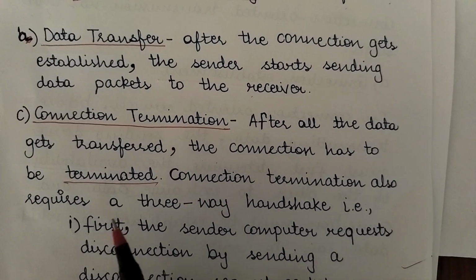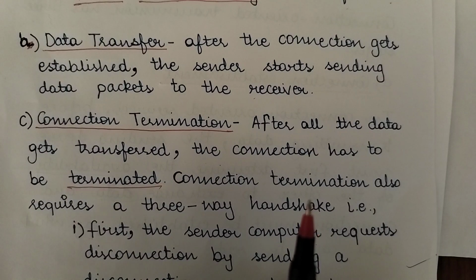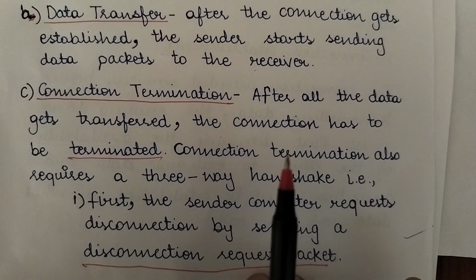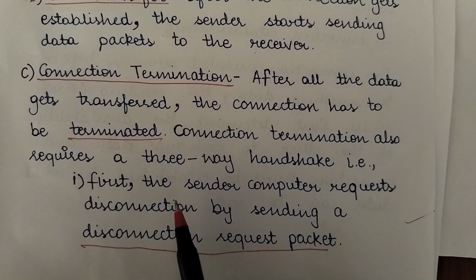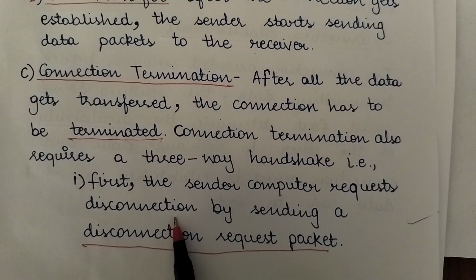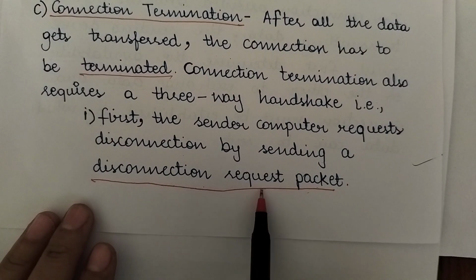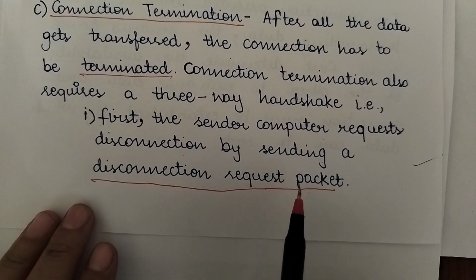So connection termination also requires a 3-way handshake, right? Just like we saw that there was a 3-way handshake in the case of connection establishment, similarly here also there is a 3-way handshake in the case of connection termination. So this three-way handshake involves the sender computer requesting disconnection by sending a disconnection request packet. Again, here also the sender computer is the one which will be requesting disconnection. So how does it request disconnection? By sending a request packet which is known as a disconnection request packet.